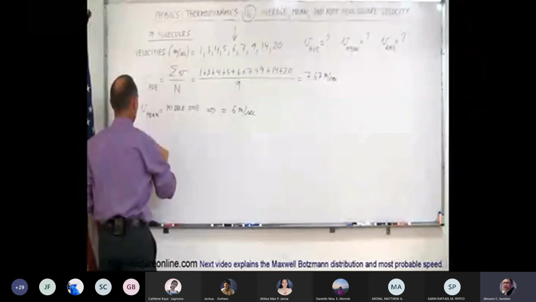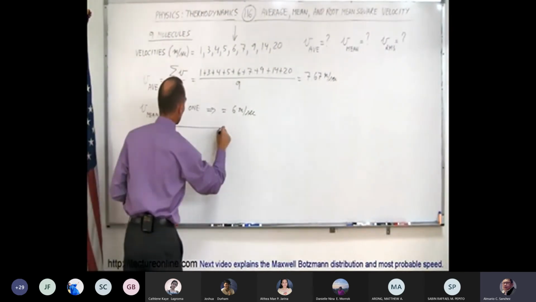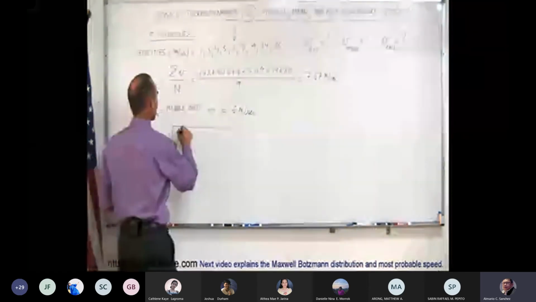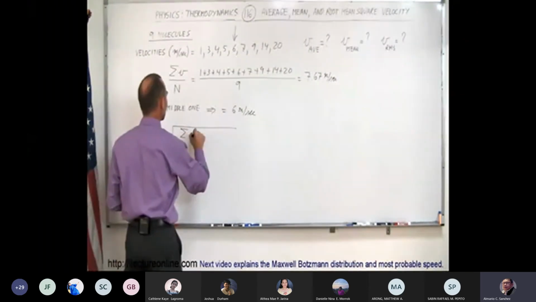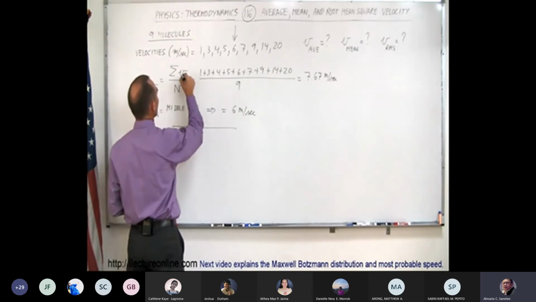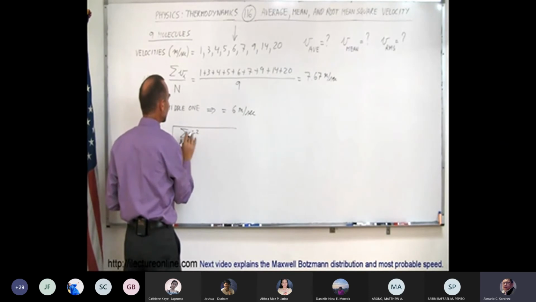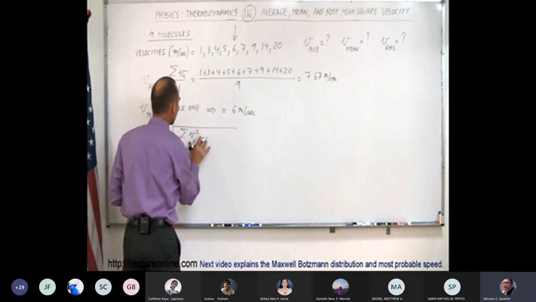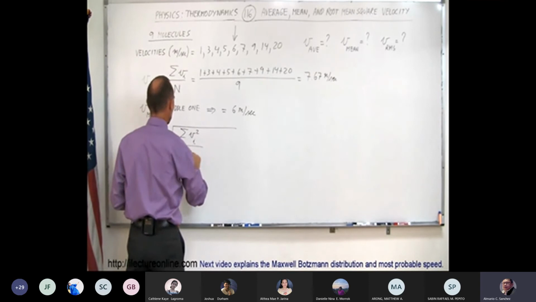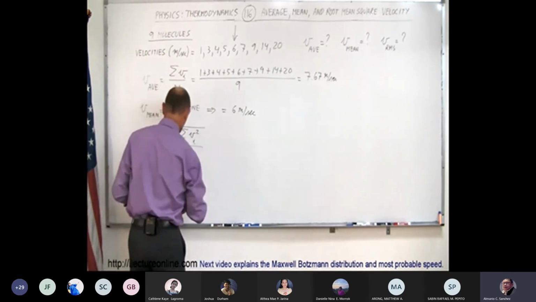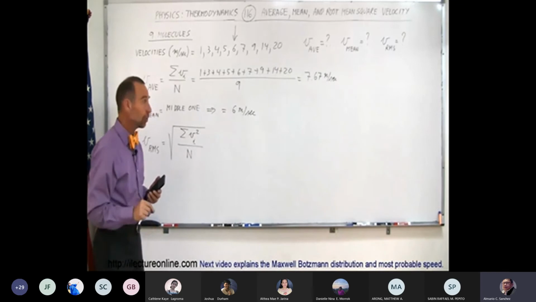VRMS is equal to the square root of the sum of the squares of the velocities. So the sum of the individual velocities squared, so I'll write V sub I. That means the individual velocities divided by the total. Here I'm going to take the sum of the individual velocities squared and then divide by the total number, and then take the square root of that. And of course, I made my radical way larger than I needed to. All right, let's do that now.